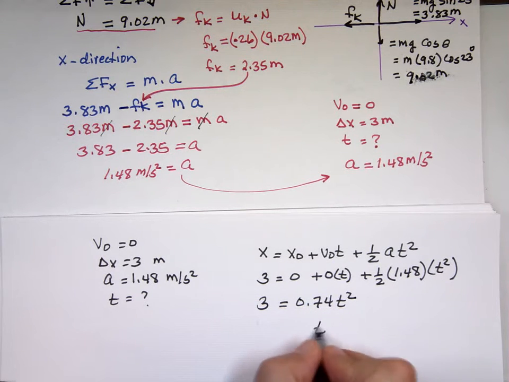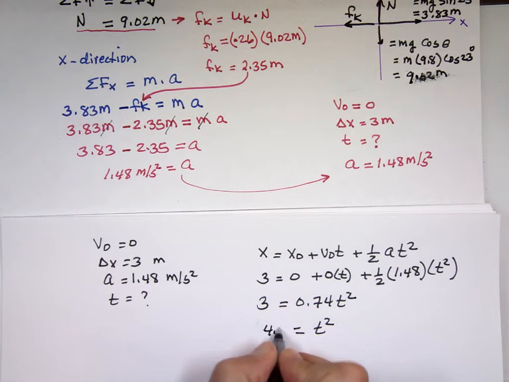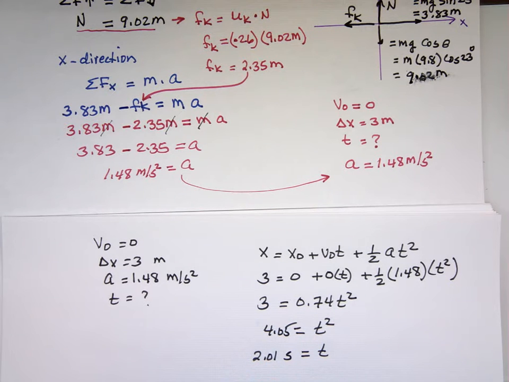T squared equals, divide 3 by 0.74, that's 4.05, which means t equals 2.01 seconds. So it's going to take the seal about 2 seconds to slide down that ramp.